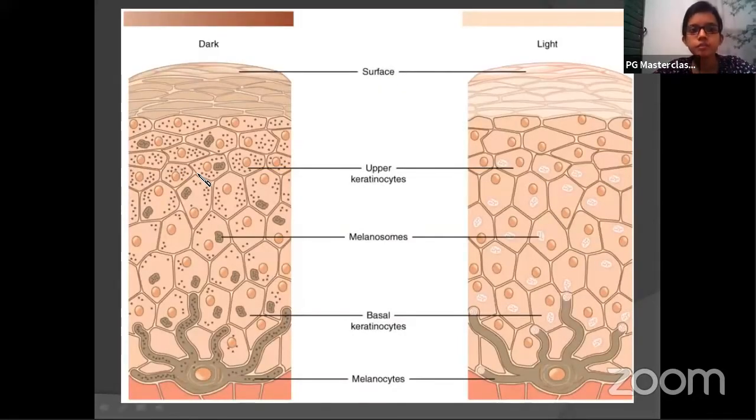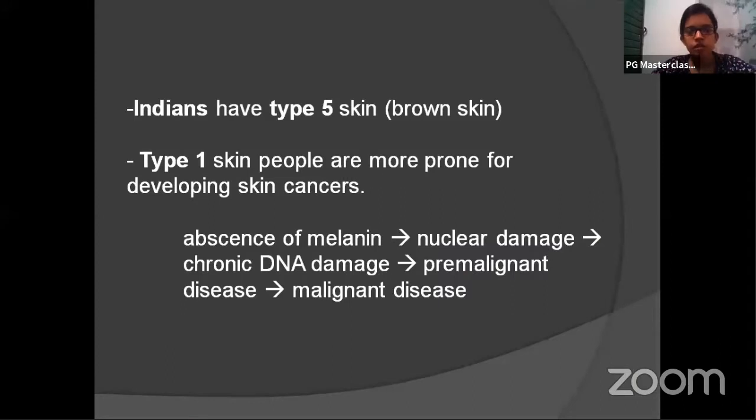This is a comparison between dark skinned people and light skinned people. As we can see, there is only one melanocyte, but the amount of melanin produced and the amount of melanosomes are different in both the skin types. We have 6 types of skin based on the color of skin according to the amount of melanosomes present. In Indians, we have type 5 skin, that is brown skin.